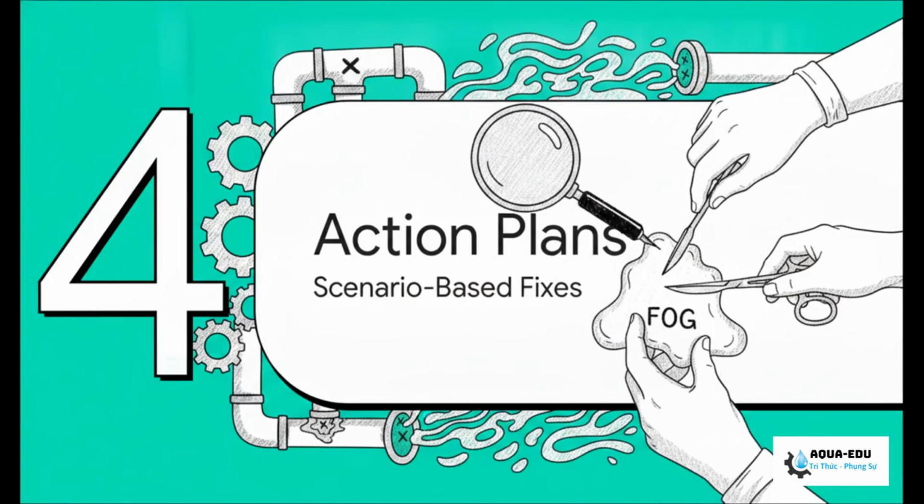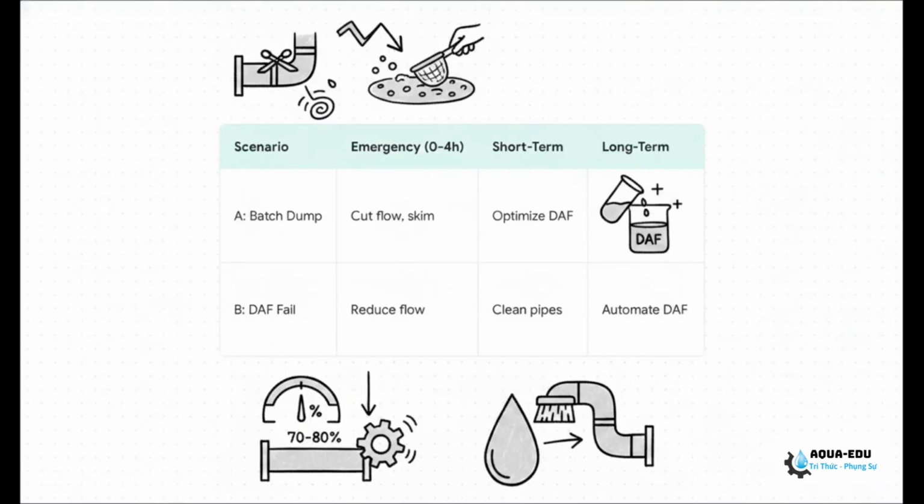Section 4. Scenario-based action plans. So once the root cause is confirmed, we shift gears from diagnosis to full-on surgery. We immediately execute our scenario-based action plans. Here is the exact triage for batch dumps and DAF failures.